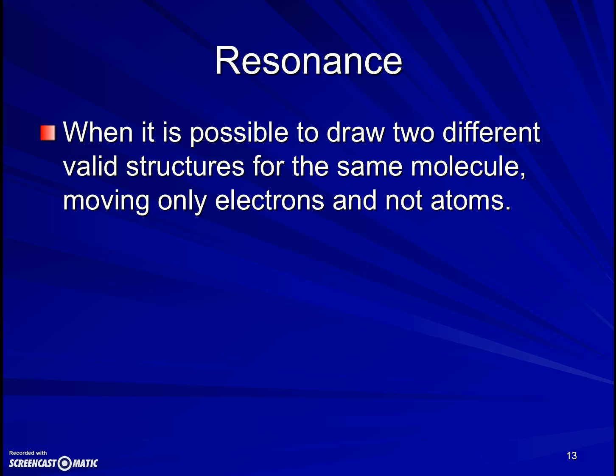Once in a while, and ozone is a perfect example of this, we'll find examples of compounds where it's possible to draw 2 different valence structures for the same molecule, moving only electrons to different positions and not moving the atoms. Like I said, you can look at this in your book or online. Ozone and benzene are the 2 classic examples, and we'll work these out in class as well. But the interesting thing about these kinds of compounds is that most of the time what exists is not either of your drawings, but an average between the 2.